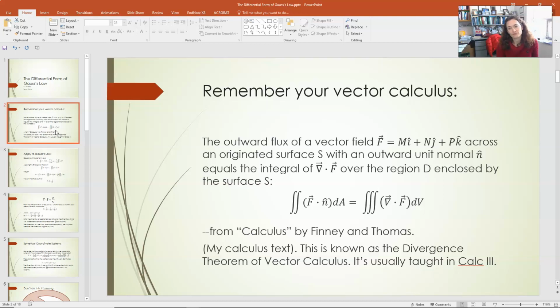Okay? Now, this is known as the divergence theorem of vector calculus. Okay? This is the divergence theorem. So today, what I'd like to do is apply this theorem from vector calculus to physics, and then we'll get more into exactly what this means.